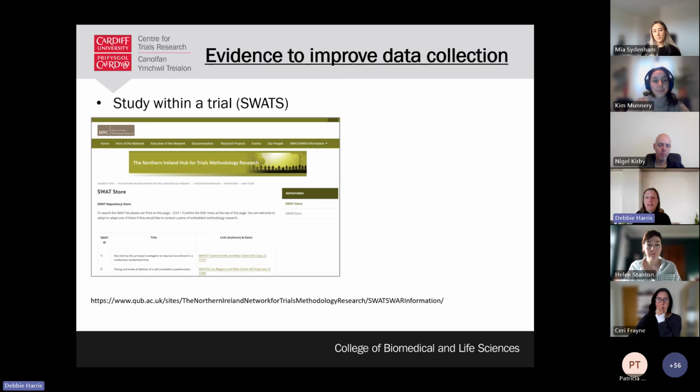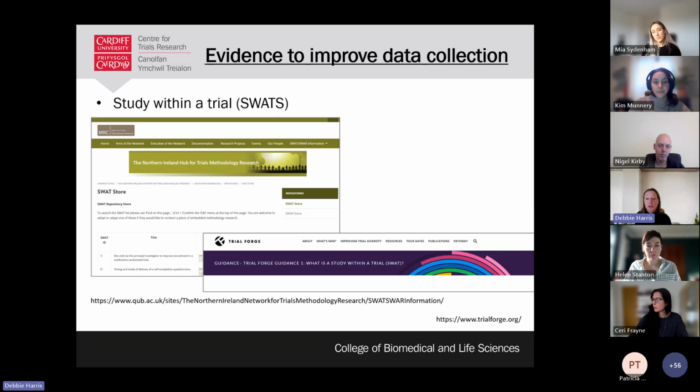For anybody interested in finding out more about SWOTs, the Queen's University Belfast in Northern Ireland hosts a SWOT repository, and SWOTs can be viewed in the repository so that anyone can see if an idea for a SWOT has already been developed, which can help to avoid unnecessary duplication of work. The repository can also provide SWOT ideas for other trials to either adopt or adapt themselves. Another good source of information on SWOTs is the Trial Forge SWOT Centre, University of York, which has been working to develop resources on the design and delivery of SWOTs.